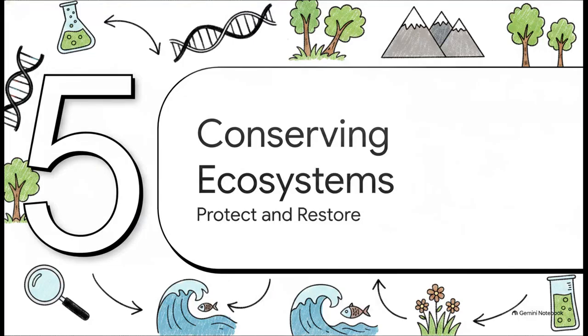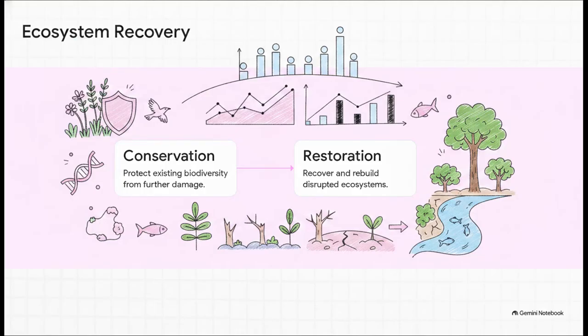Section 5. Conserving our ecosystems. Despite all those heavy challenges we just talked about, scientists are actively working to protect the planet. It's basically a two-step framework. Step 1 is to use conservation biology to protect the existing biodiversity we still have left. Step 2 is to apply restoration ecology to actively rebuild and recover ecosystems that we've already damaged. By using these tools, researchers are trying to safeguard the biological variety of our world.